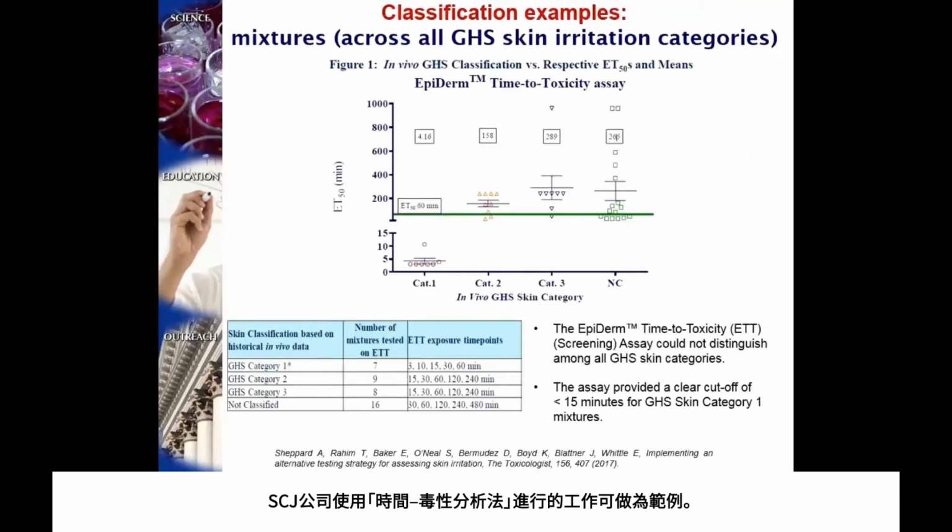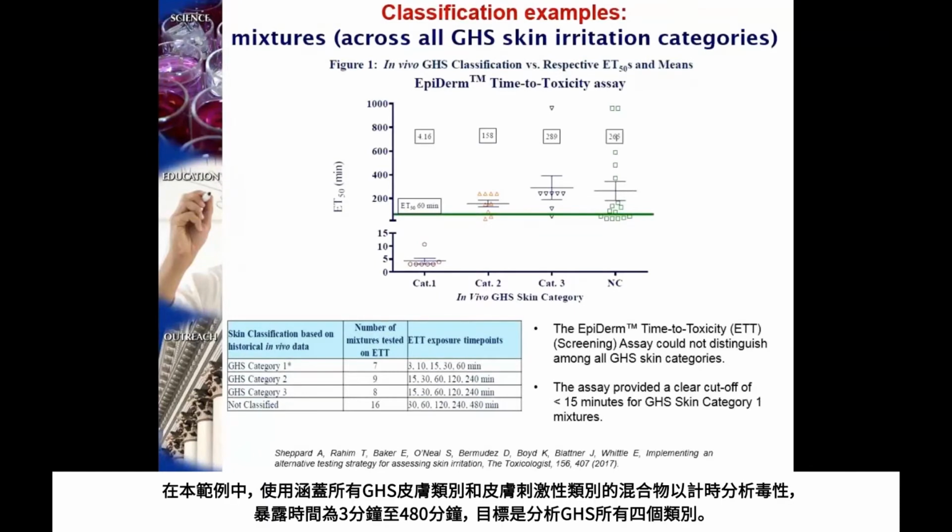One example of the use of the time to toxicity assay is covered in the work by SCJ. I referenced this poster in the first part of my presentation for the comparison of corrosive assay. In this exercise, mixtures across all GHS skin irritation categories were used in a time to toxicity approach using exposure times anywhere from 3 minutes to 480 minutes, with the goal to address all 4 GHS categories.